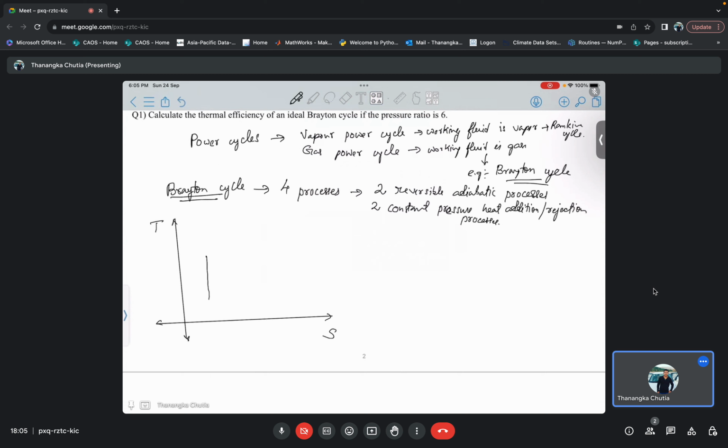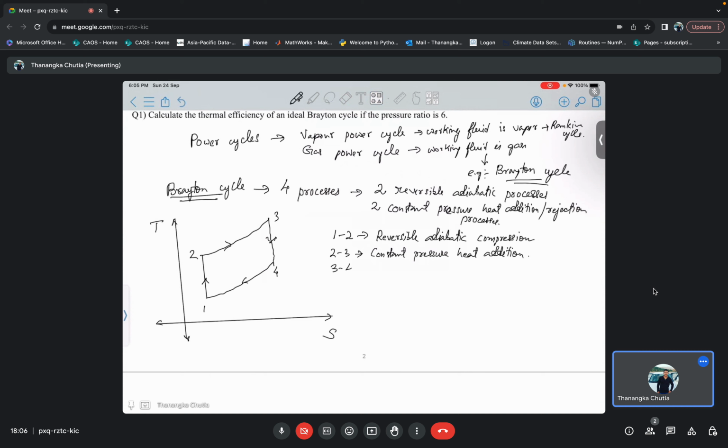One, two, three, 4. So the processes are: 1 to 2 reversible adiabatic compression. 2 to 3 constant pressure heat addition.